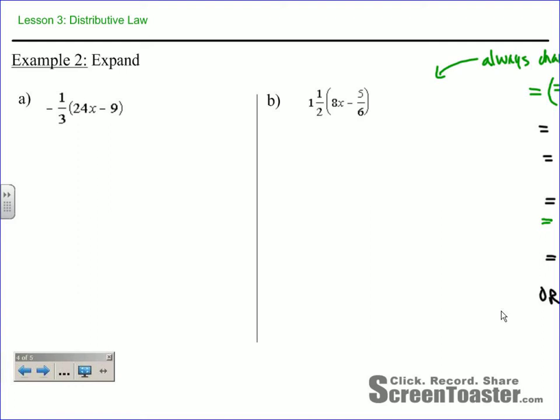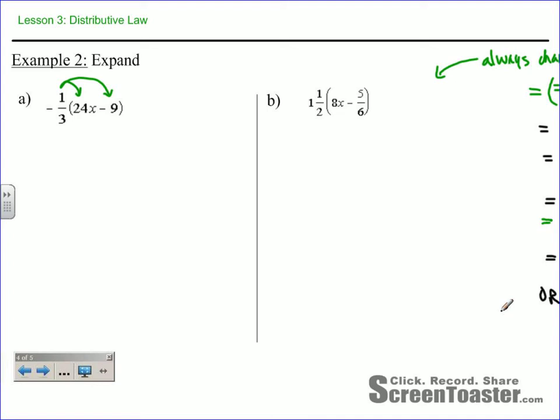Okay, so here's the second example. You can see that these are expanding questions again because there's a constant in front of the brackets that's going to have to be distributed to all of the terms inside the brackets. But right away you can see that what is more complicated about these questions is that they involve fractions. So our process is going to be exactly the same.